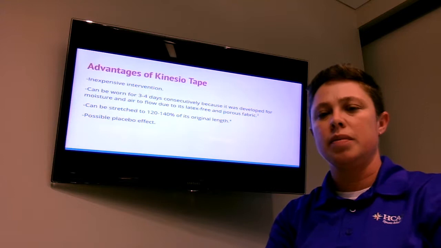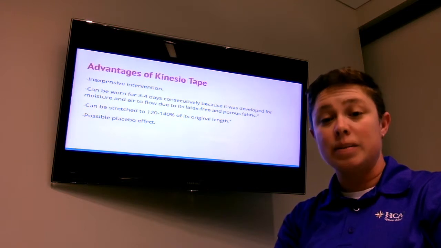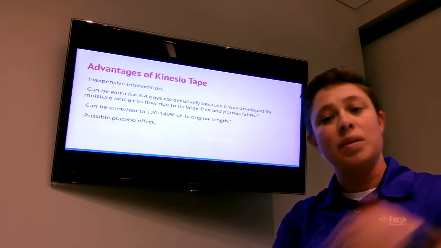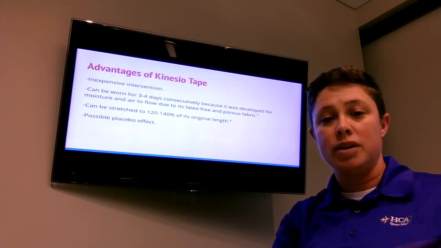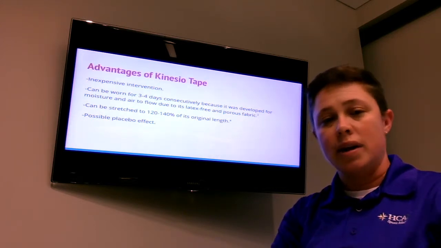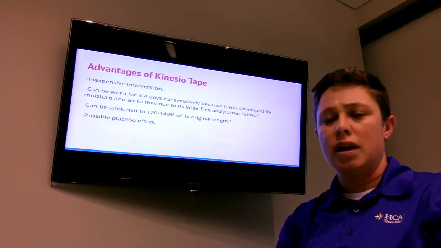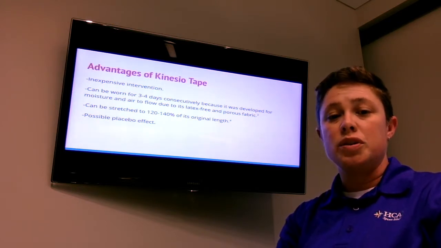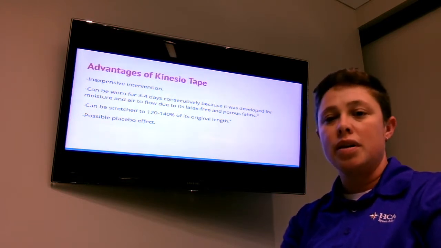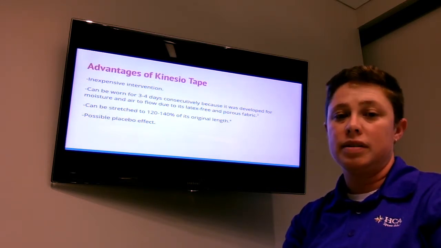So what are the advantages of kinesiotape? One of the biggest advantages, in my opinion, as a secondary athletic trainer, is that it is an inexpensive intervention. It's also a time saver. It can be worn 3 to 4 days consecutively, meaning I'm not having someone come in every day for a reapplication. It was developed for moisture and airflow because it's latex-free and porous, another reason why it lasts so long. I will have kids wear this 5 to 7 days, depending on the location and the activity level of the athlete. It can also be stretched to 120 to 140% of its original length, and then it can return back to its original length. And again, what we're looking at today, there is definitely a possible placebo effect to this tape application.